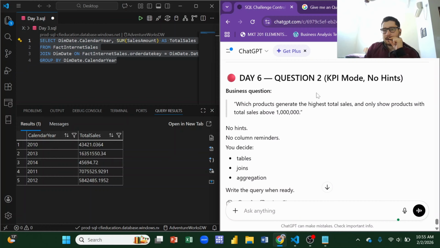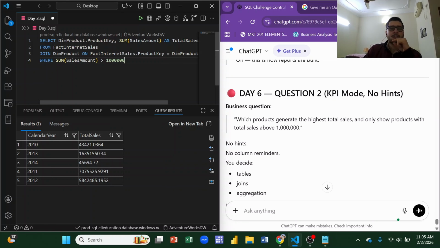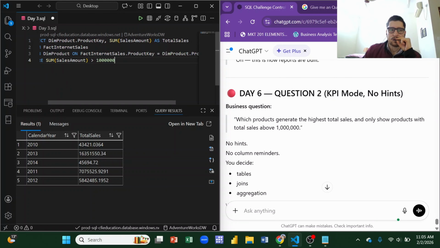Now question 2 of day 6 says KPI mode, no hints. Business question: which product generates the highest total sales, and only show product? To solve question 2 of day 6, the first thing I did while writing the query was start from fact internet sales, which is a fact table. Then I have selected the product key column from the product table, which is also our dimension table. Then I have summed the sales amount as total sales.